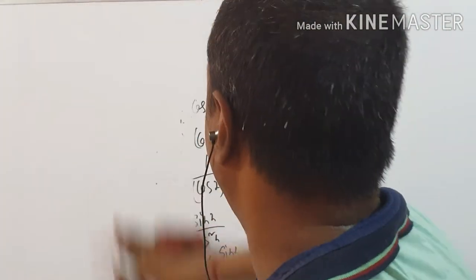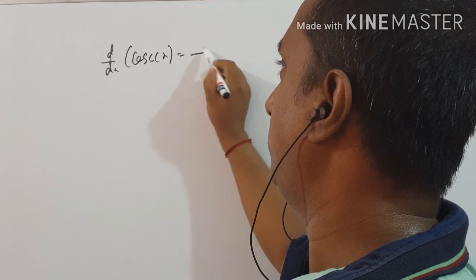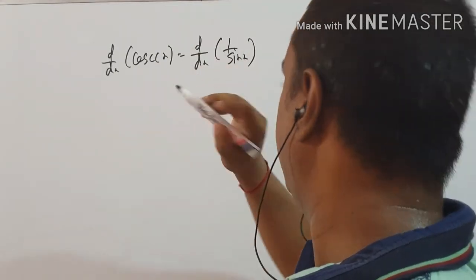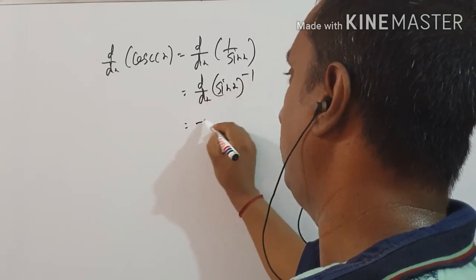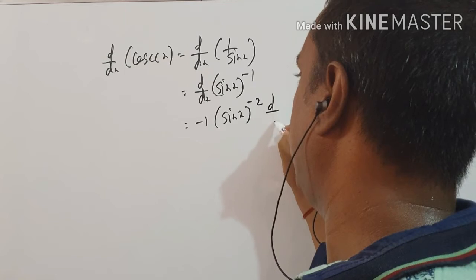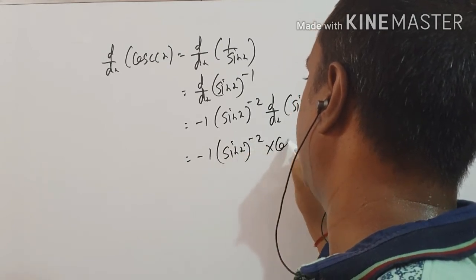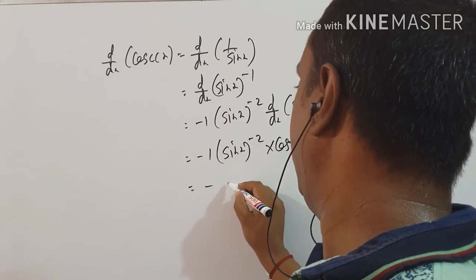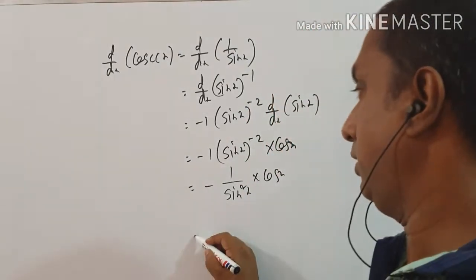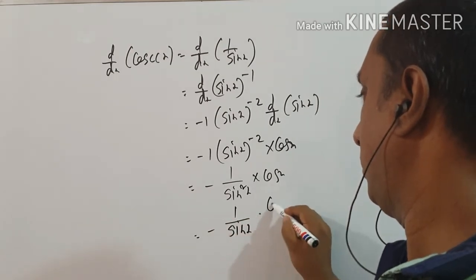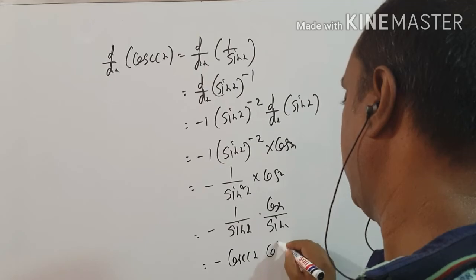Now we have got sec x. Last thing, that is cosec x. So d/dx of cosec x equals d/dx of 1 by sin x. Be careful, be cautious with the chain rule: d/dx of sin x to the power minus 1. So minus 1 will be here, sin x to the power minus 2, times d/dx of sin x. You know d/dx of sin x is cos x. Let us arrange it: minus 1 by sin square x into cos x. Now see here, 1 by sin x times cos x by sin x, so it is minus cosec x cot x.